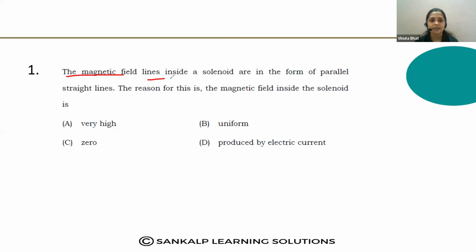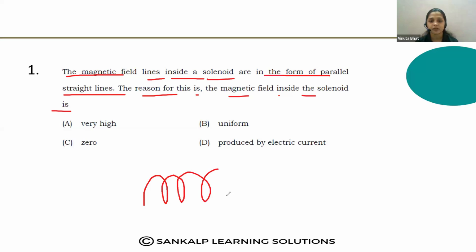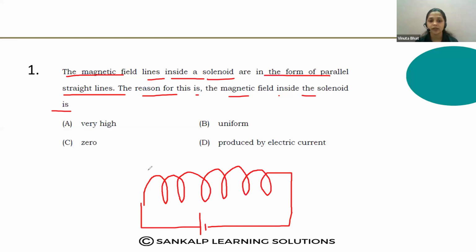The magnetic field lines inside a solenoid are in the form of parallel straight lines. The reason for this is that the magnetic field inside the solenoid is uniform. So this solenoid, when it is connected to the electric circuit, acts as a bar magnet. One pole acts as a north pole and the other pole acts as a south pole.